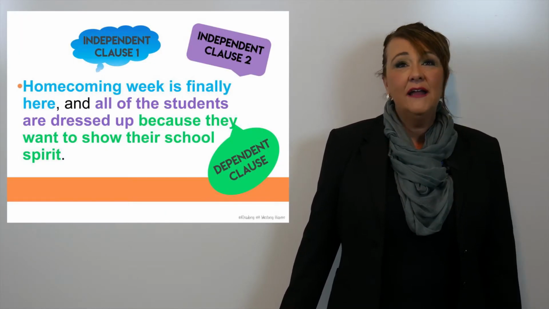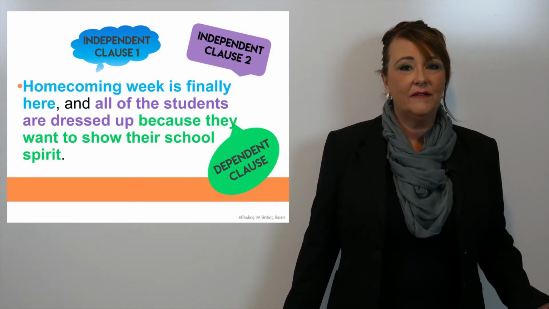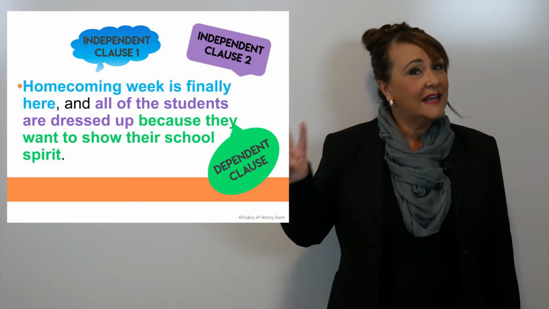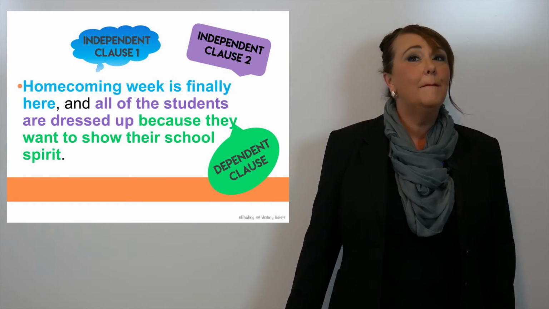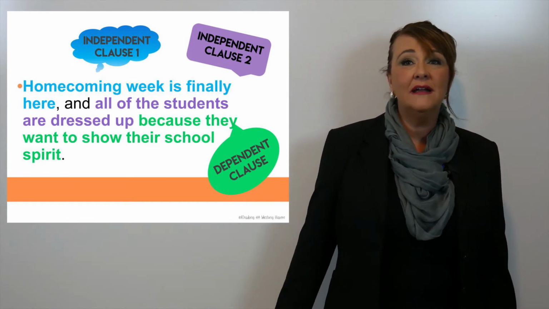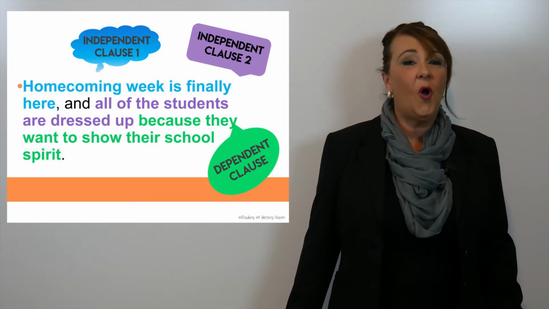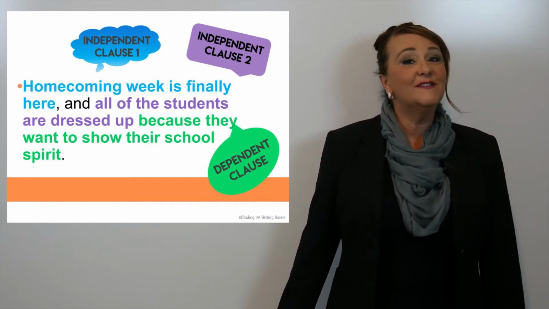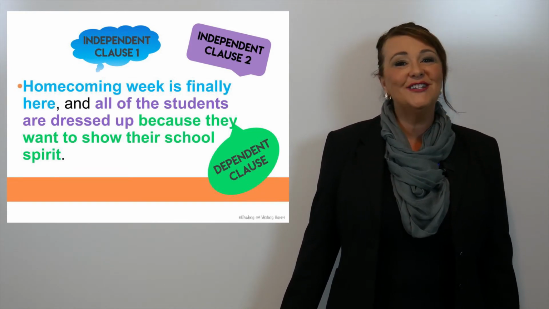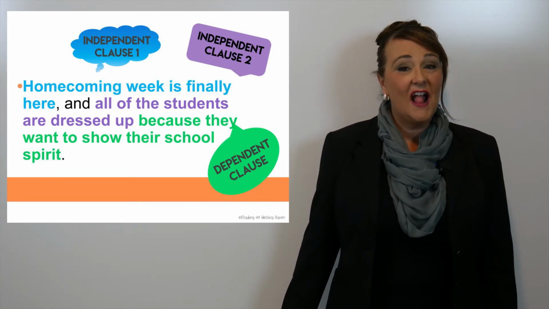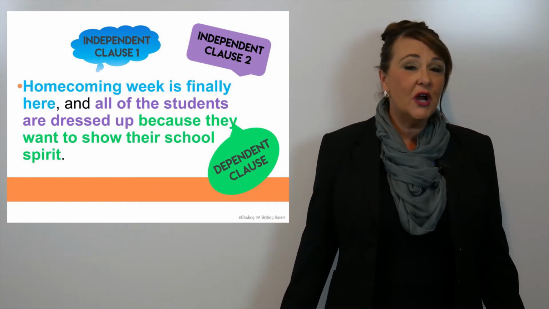So here we had an independent clause, homecoming week is finally here. And the second independent clause, all of the students are dressed up because, and here comes our dependent clause, they want to show their school spirit. Let's read that all together. Homecoming week is finally here, and all of the students are dressed up because they want to show their school spirit. That is an example of a compound complex structure.